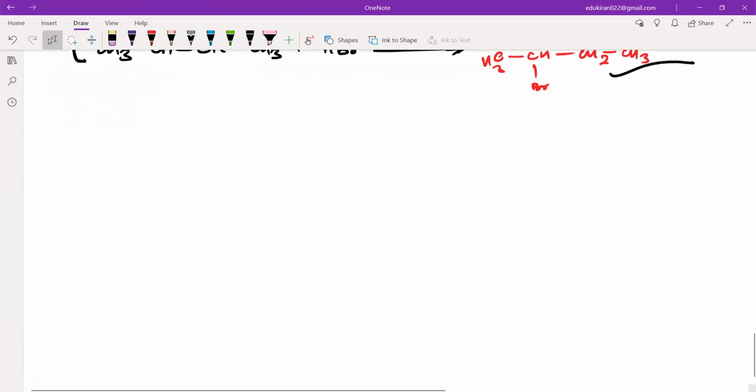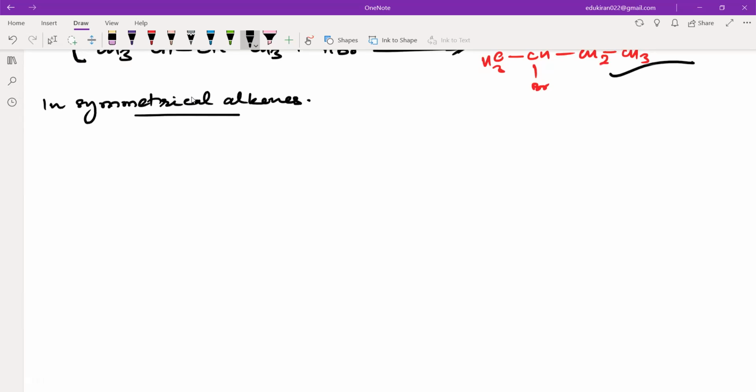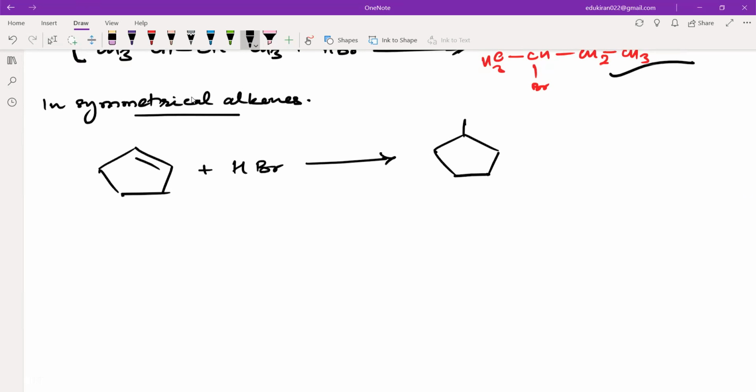So when we have symmetrical alkenes, you will have no problems. For example, if I have an alkene such as cyclopentene plus HBr, then I can attach the bromine atom anywhere, right? I will attach the bromine atom here, or if I attach it there, I will be getting bromocyclopentane, or 1-bromocyclopentane, no issue.